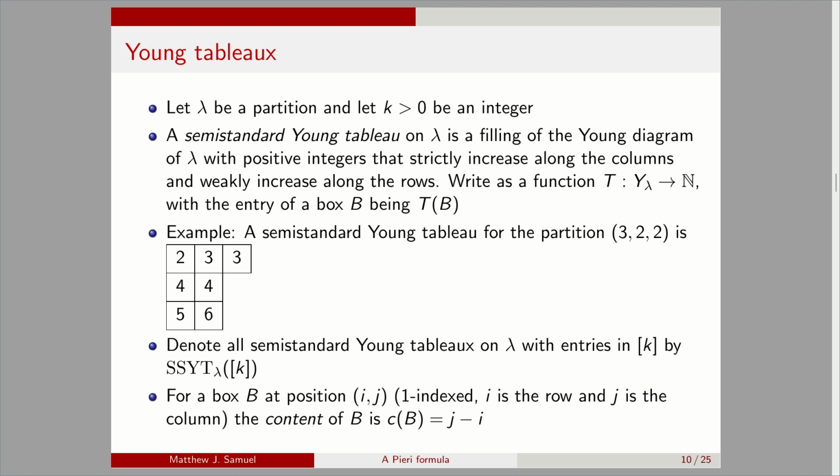We'll denote the set of all semi-standard Young tableaux on lambda with entries in the interval 1 to k by SSYT of lambda, k. For a box b at position (i, j), this is like a matrix index: i is the row and j is the column. The content of the box b is c of b, which is j minus i.